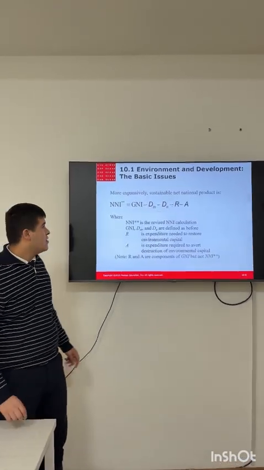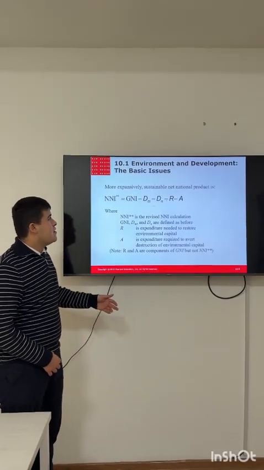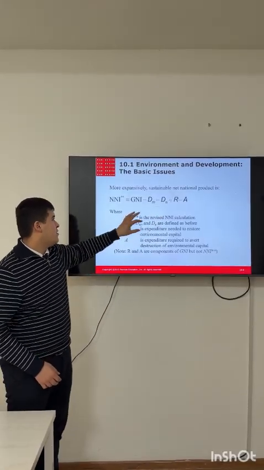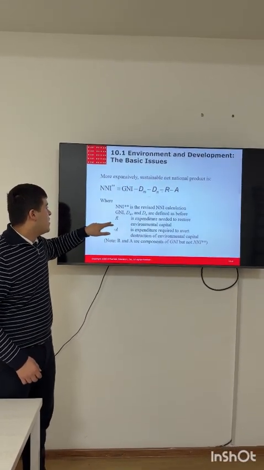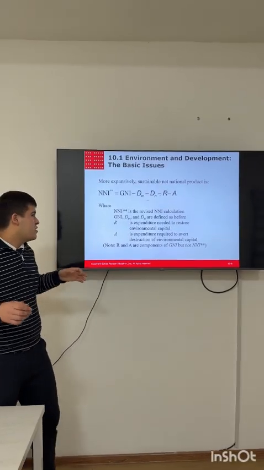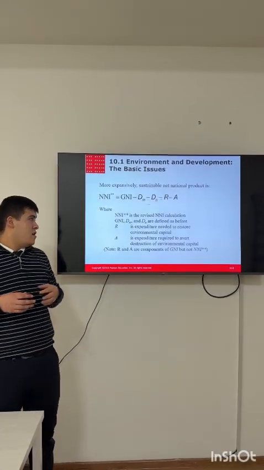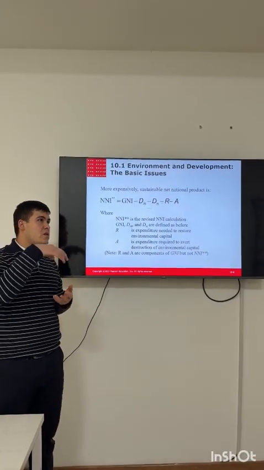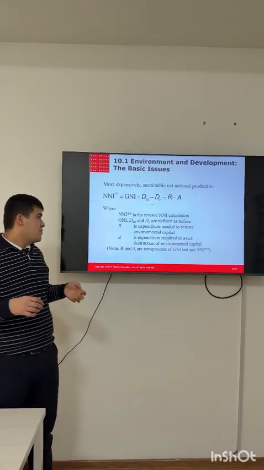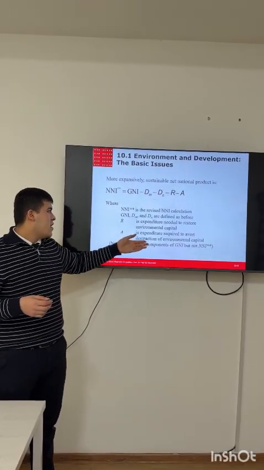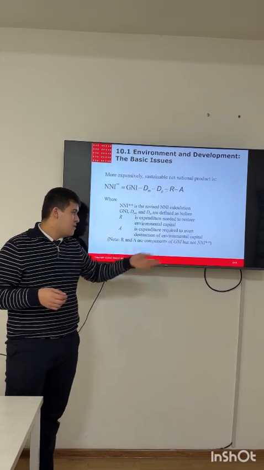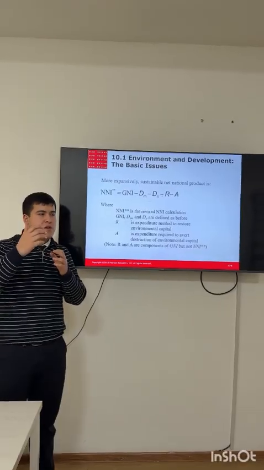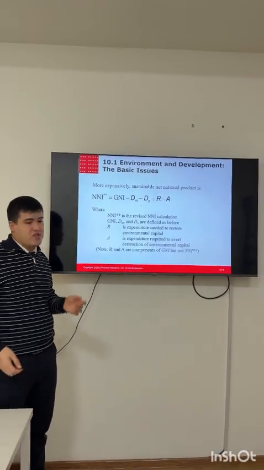And next, more expensively, the sustainable net national product is. I told about these things, and I'll talk about M and A. M is the expenditure needed to restore environmental capital. It's money for protecting nature. A is the money or expenditure required to avoid destruction of environmental capital. It's money for protecting the future's nature.